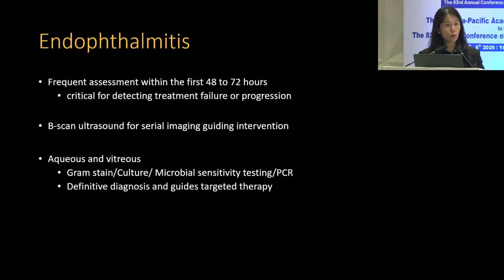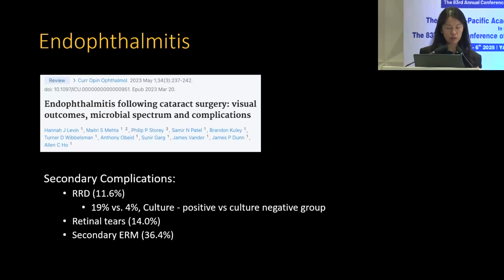It's really important to request for cultures and to send samples for testing, because it not only gives us a definitive diagnosis, but it also guides our targeted therapy when encountering cases of antibiotic resistance. Also, take note that the secondary complications include the following, especially retinal detachment. Patients who had a culture positive result tend to have a higher risk for retinal detachment, since this indicates a higher pathogen load, thereby causing worse outcomes.